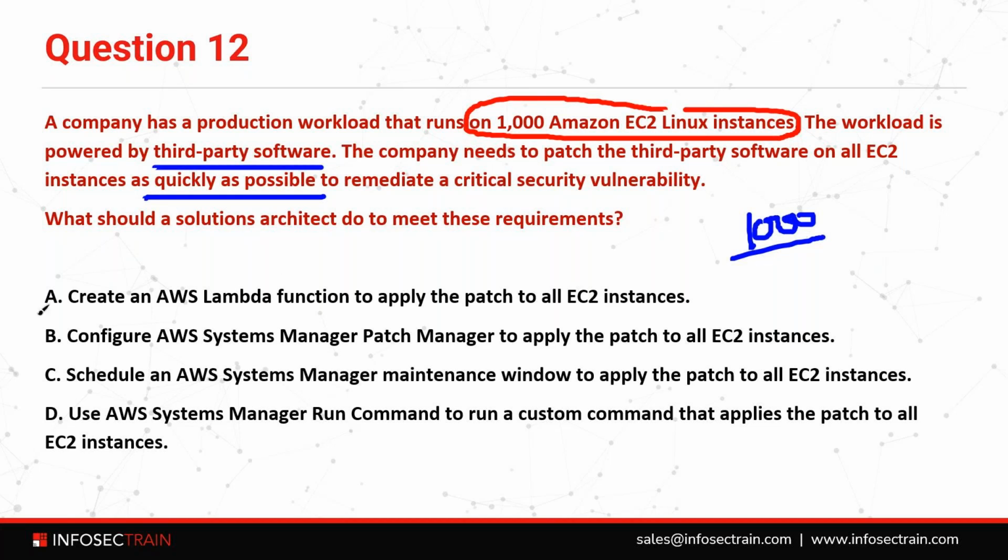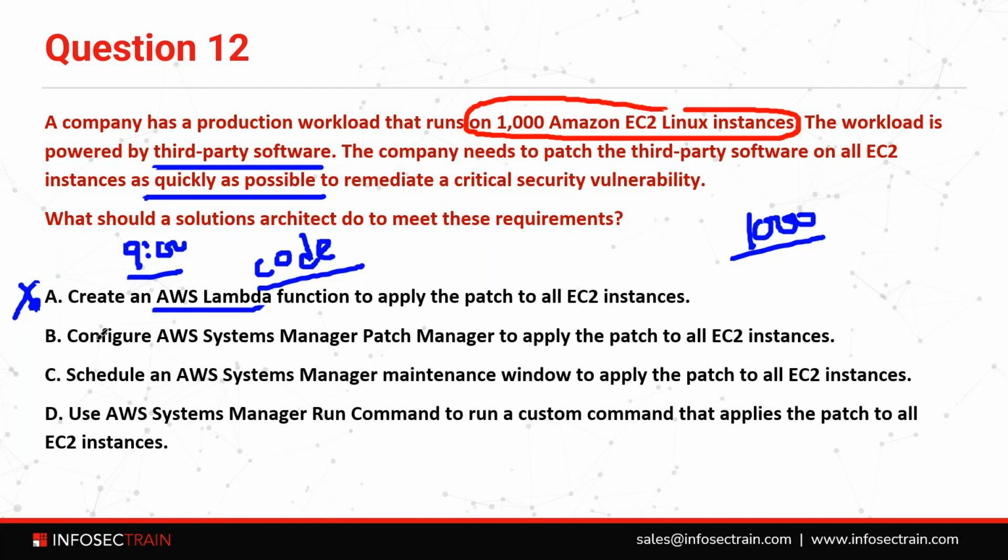The first is to create an AWS Lambda function to patch all the instances. Okay, with Lambda, you deploy a respective code, and this code executes when you define a condition, like tomorrow at 9 o'clock, execute it. So at 9 o'clock, this code will be executing. This is very layman language I'm explaining to you. So this option A is not going to be the case.